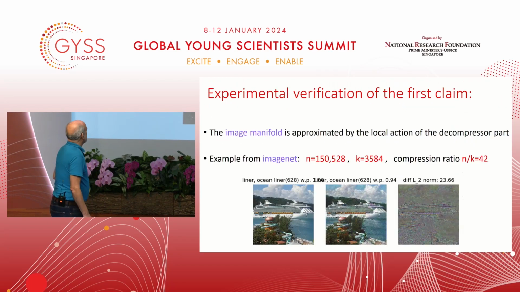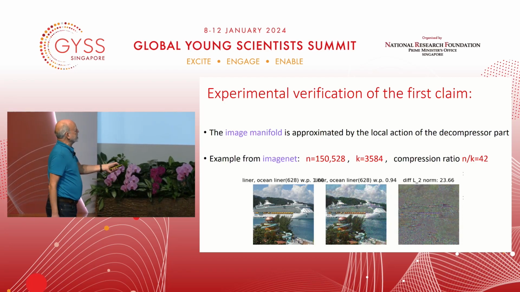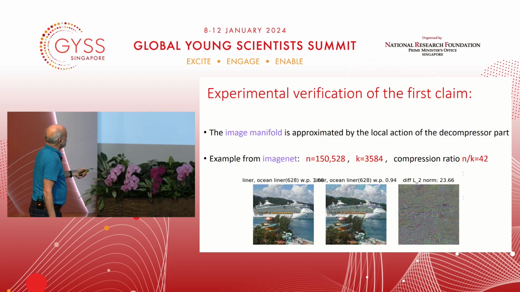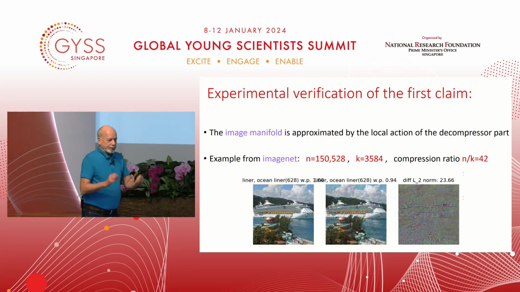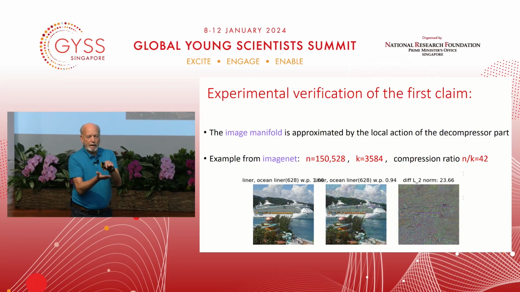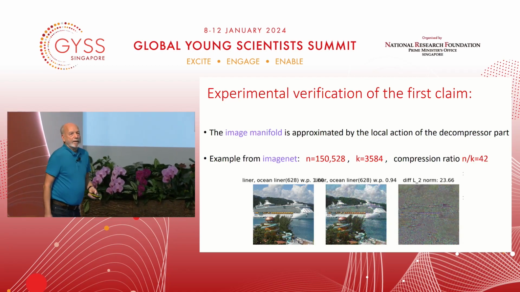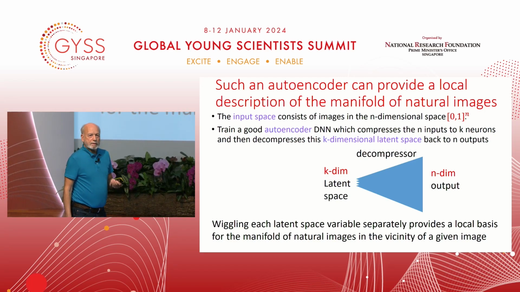Here is an example. You start from such an image. You compress the image by a factor of 42, in this particular case. That's how much n is bigger than the bottleneck k in the middle. And after the compression and decompression, you get something which looks very similar to the original image. So after the training, the autoencoder learns how to represent each image within a small number of parameters, 1/42 size. And then, once we trained the network, we suddenly have a local description of the manifold.